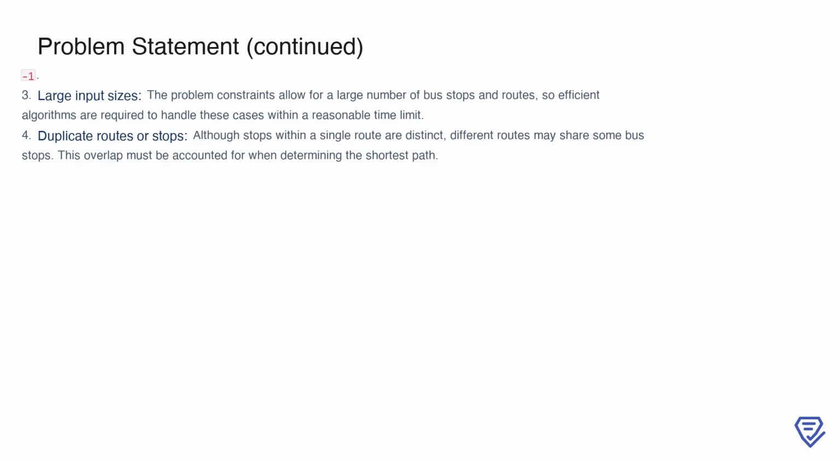There are several constraints and edge cases to consider while solving this problem. First, if the source and target are the same, no buses are needed, so the output should be 0. Second, if there's no path connecting the source and target, the output should be -1. Third, because the input size allows for a large number of routes and stops, the solution must be efficient to handle cases with up to 500 routes, each containing up to 100,000 stops. Lastly, different routes may share some bus stops, and this overlap is crucial for determining the shortest path. Efficiently handling these overlaps is key to finding the correct solution within the given constraints.